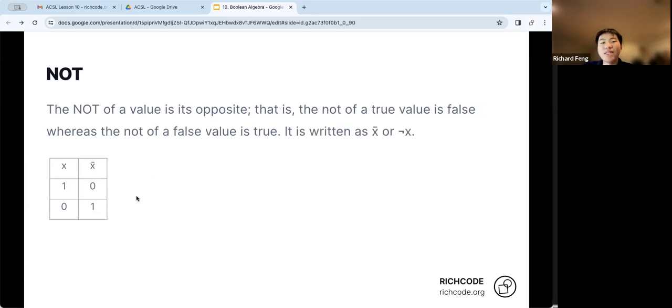The last basic operator is not. The not of a value is its opposite, so basically this is negation. The not of a true value is false and the not of a false value is true. It is usually written as x with a bar on top, or sometimes you'll see a dash or squiggly in front of the x. Here is a basic truth table for not. This one only takes one variable, so we only have x here. It's basically just the opposite value.